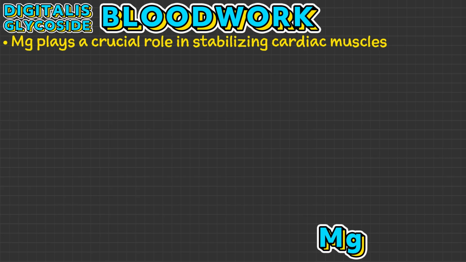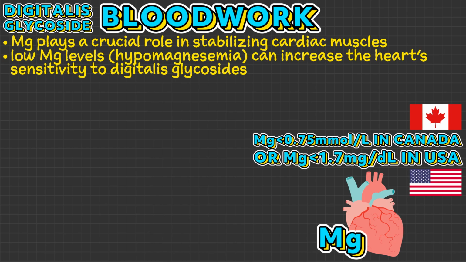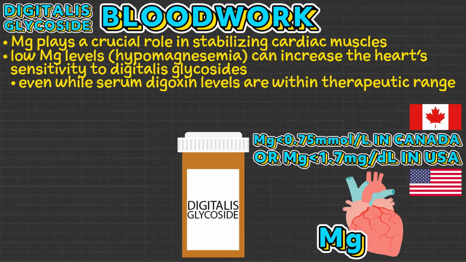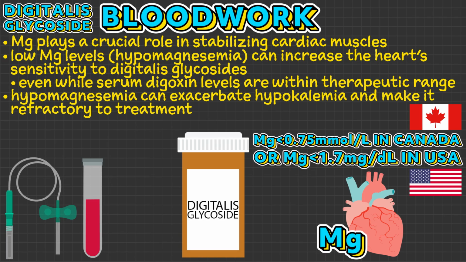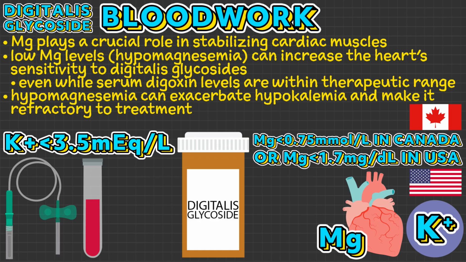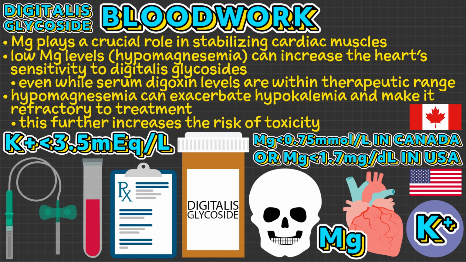Magnesium plays a crucial role in stabilizing cardiac muscles. Low magnesium levels, known as hypomagnesemia, can increase the heart's sensitivity to Digitalis glycosides, even while serum digoxin levels are within therapeutic range. Moreover, hypomagnesemia can exacerbate hypokalemia and make it refractory to treatment, further increasing the risk of toxicity.